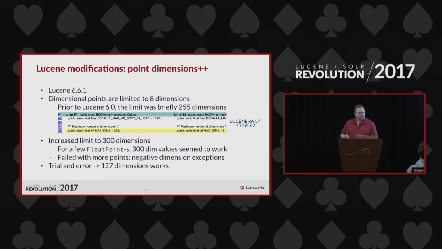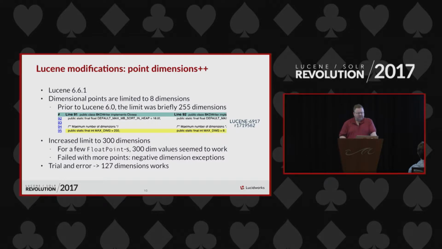Next, I'll talk about some modifications I had to do to Lucene in order to be able to support more than just 8 dimensions, because word embedding vectors require significantly more than that. By default, for example, the Word2Vec implementation uses 100 dimensions. And for what it's worth, I was using Lucene 6.6.1 for these experiments that I'm going to be describing.